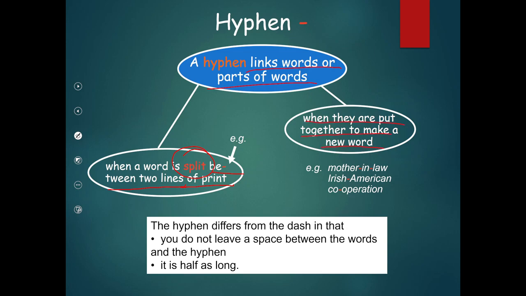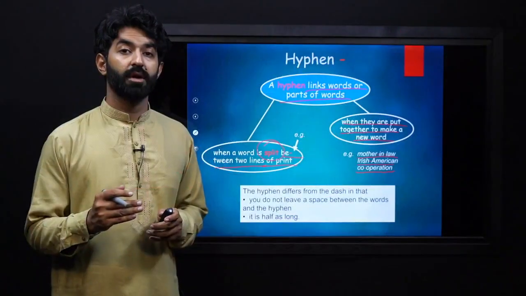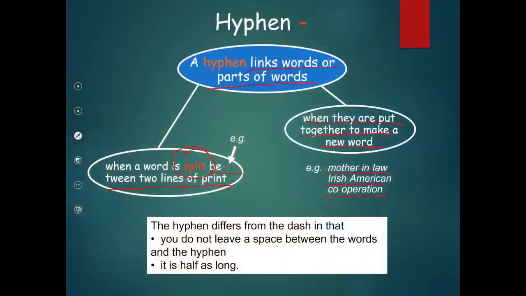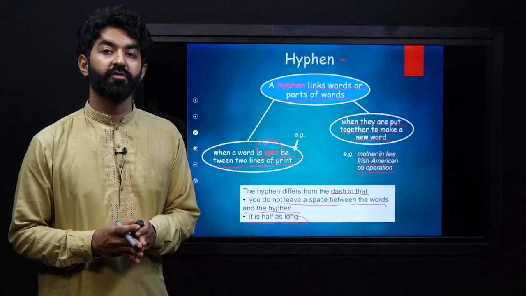For example, mother-in-law, Irish-American, co-operation. So in all these words we can see that in one word we used more than one hyphen, and in the other one we used one. Hyphens are also used in compound nouns as well. So the hyphen differs from the dash in that you do not leave a space between the words and the hyphen. It is half as long. We already talked about it. So this is the basic difference between a hyphen and a dash.